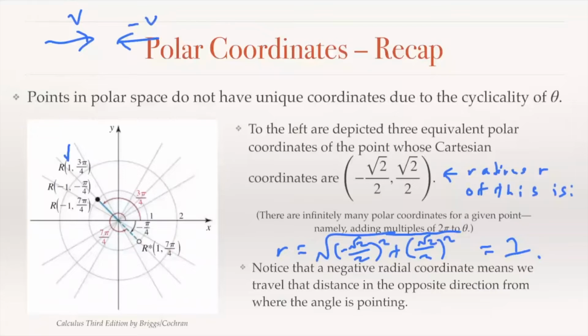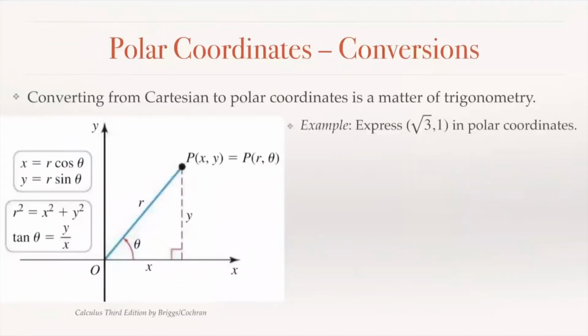While there are all these ways of getting to the same point, we typically will just give the polar coordinates with a positive r and theta between 0 and 2 pi, and we won't really have to worry about this. Now, we'll want to convert between Cartesian and polar coordinates.